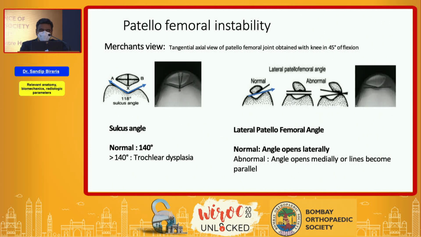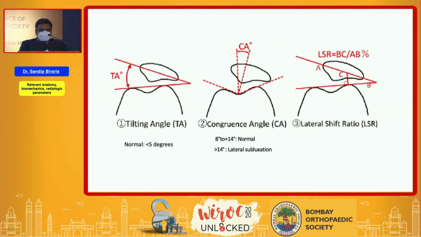Another important angle is the lateral patellofemoral angle, where a line connecting both the trochleae is taken and a line tangential to the lateral trochlear facet is drawn. The angle formed is called the lateral patellofemoral angle, and normally this angle should open laterally. If it does not, that means there is something abnormal happening with this morphology. Another angle is the tilting angle, where a similar line is drawn on the anterior part of the trochlea and another line through the axis of the patella, and normally it should be less than 55 degrees.